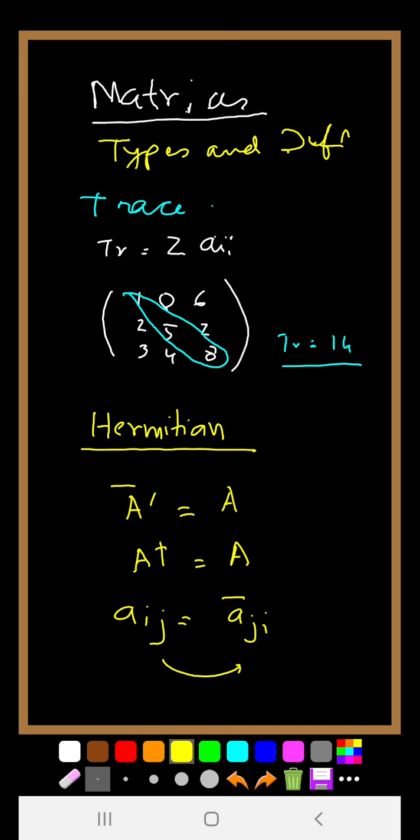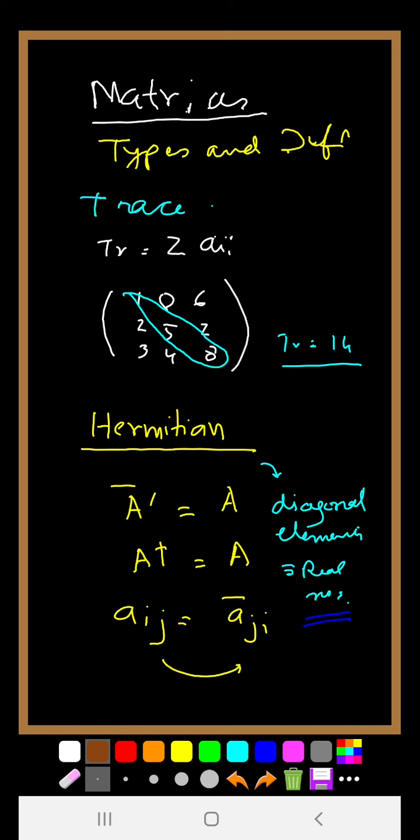So another property of a Hermitian matrix is that the diagonal elements are real numbers. That means they are not complex numbers. So this is an important property of a Hermitian matrix.